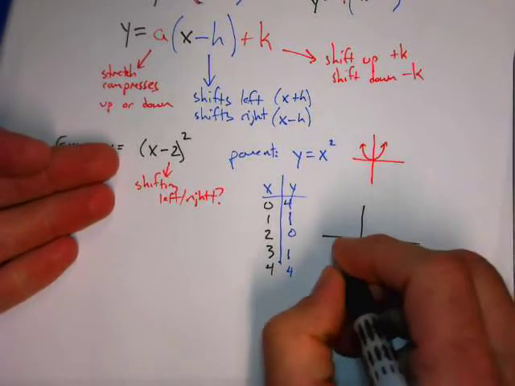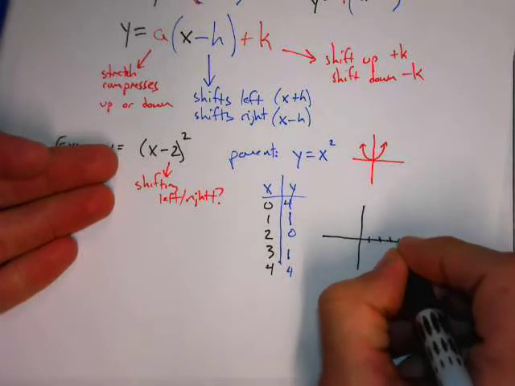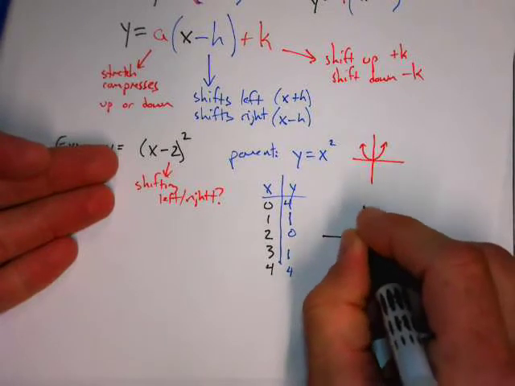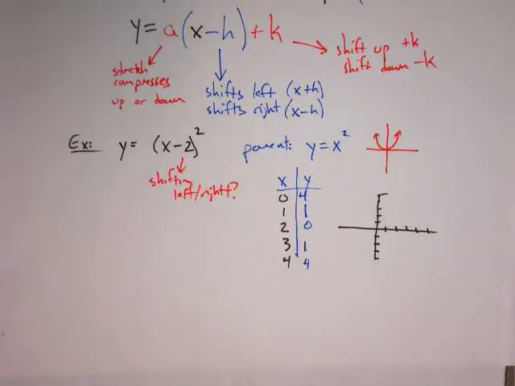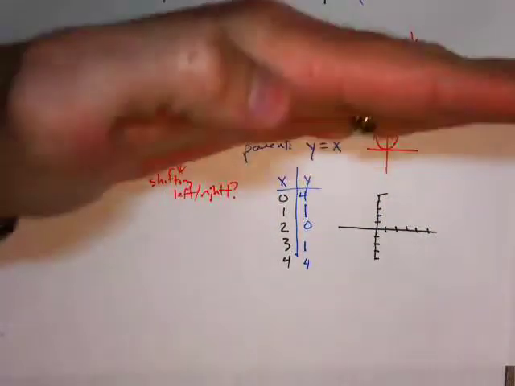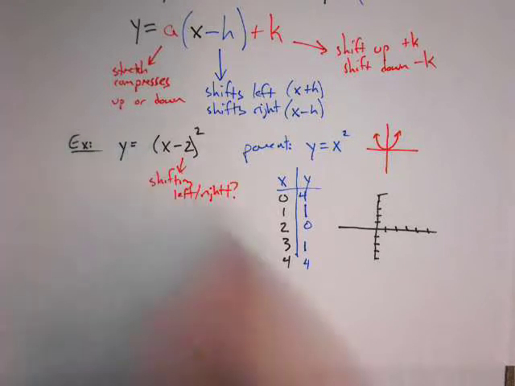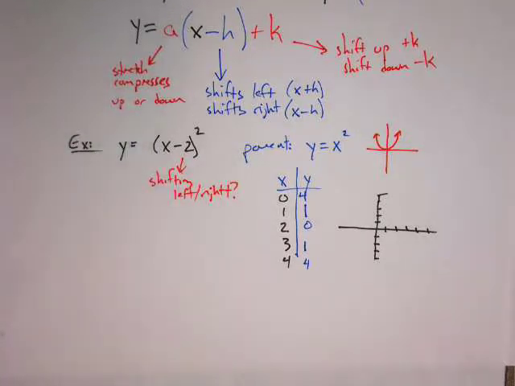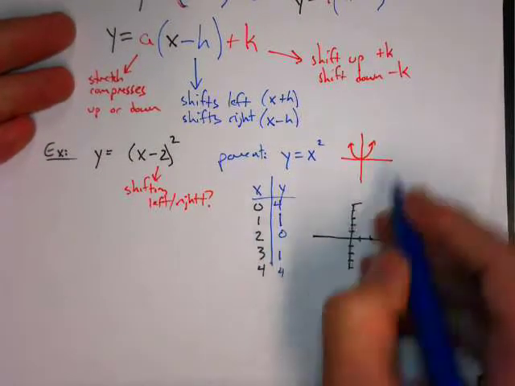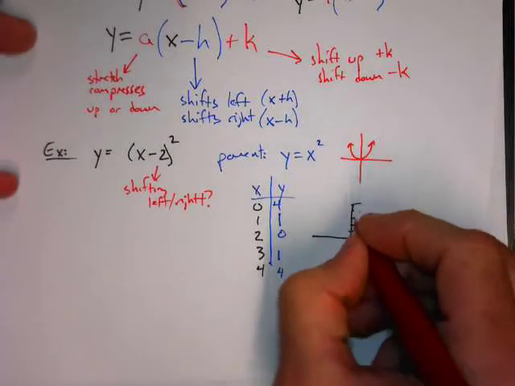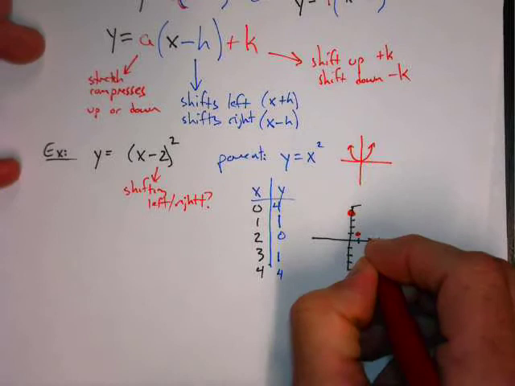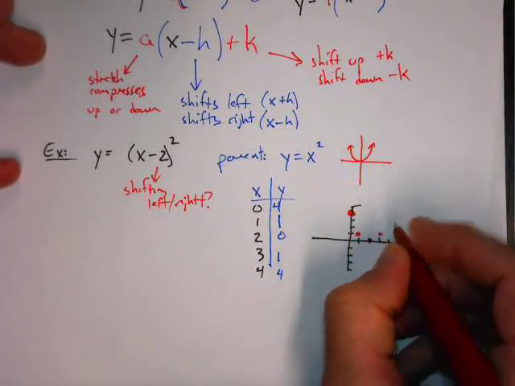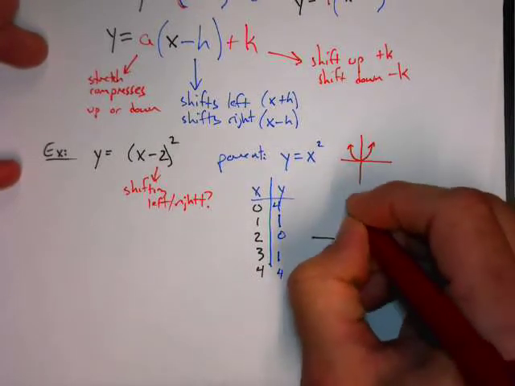Like I said, trust me. I just want to demonstrate what's going to happen. Remember I said I think this is going to shift 2 units to the right. You're saying, no way, that's a minus, it's going to go left. Well, let's prove that. So we have our ordered pair at 0, 4. So we have 0, 1, 2, 3, 4. We have an ordered pair at 1, 1, an ordered pair at 2, 0, ordered pair at 3, 1, ordered pair at 4, 4. Well, look what's happening.